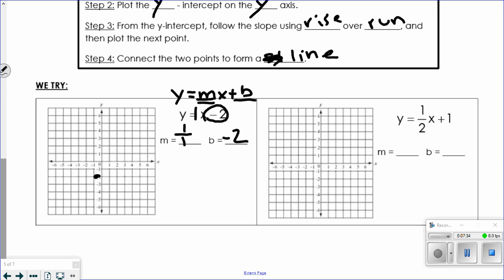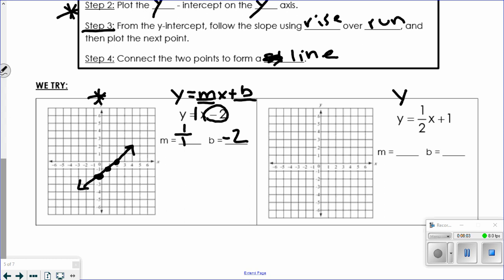So I'm going to plot -2 on the y-intercept. That's what step 2 tells me. Plot the y-intercept on the y-axis. There's my y-axis, plotting -2 on the y-intercept. Step 3. From the y-intercept, follow the slope using rise over run. So I'm going to rise 1, run 1, draw my dot. Rise 1, run 1, draw my dot. And from there, I have my line.